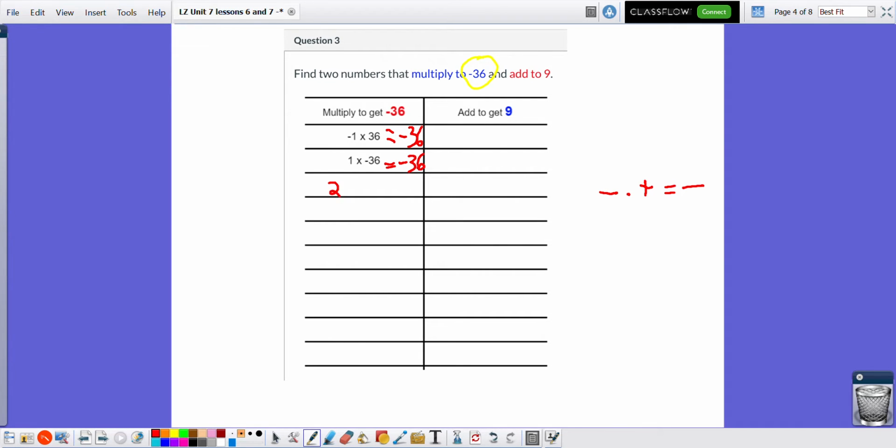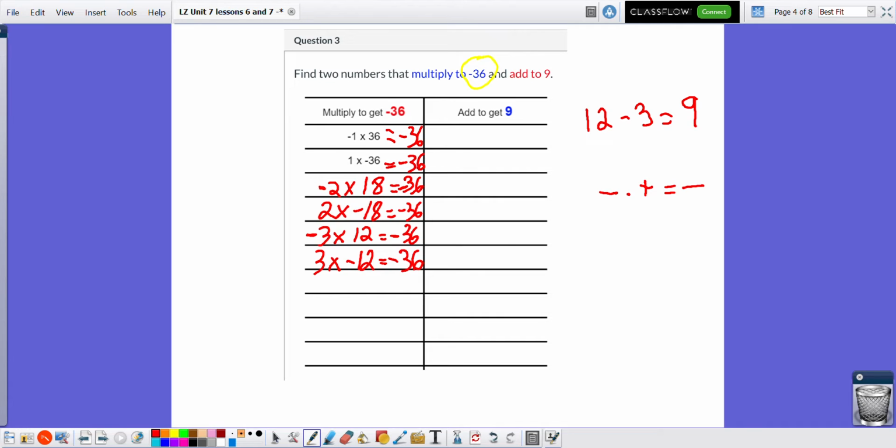We have 2 times 18 is 36. So we need to make one of them negative, so we get negative 36. We know that 2 times negative 18 equals negative 36. And we know that 3 times 12 also equals 36. And we need to make one of them a negative number, so we get negative 36. And 3 times negative 12 also equals negative 36. So I know that 12 minus 3 equals 9.